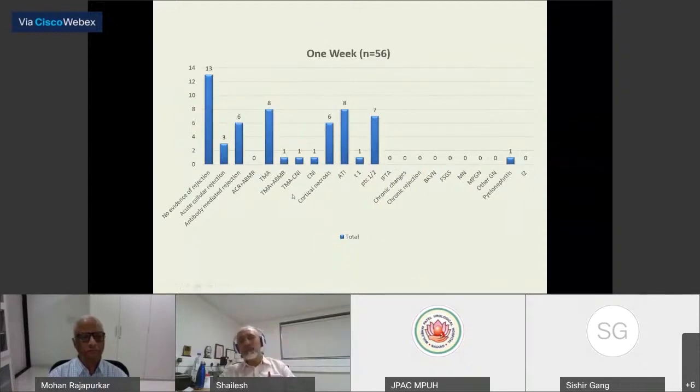So if we break up this biopsy pool into biopsies received in the first week, the most common pathologies we found are acute tubular injury, antibody-mediated rejection and thrombotic microangiopathy. These are the three most common morphologies we see in the first week of the post-transplant period.